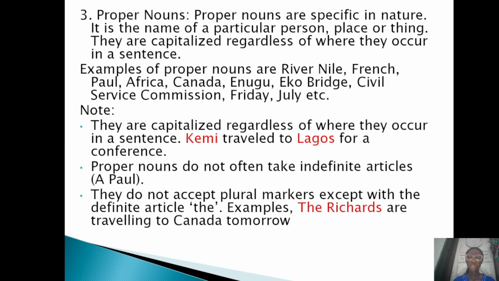No, that's incorrect. Proper nouns do not also accept plural markers, except when they are used with the definite article the. So we can have Paul's, we can have Richard, but we can have the Richards are traveling to Canada tomorrow. By the Richards, we mean that the family of Richards, they are traveling to Canada tomorrow.